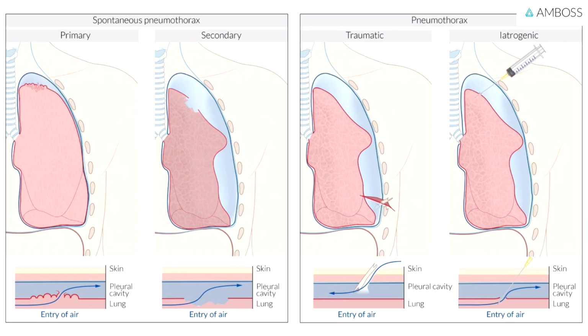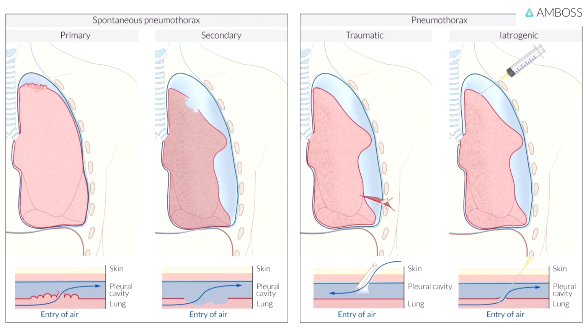Here's an image from our partnership with Amboss, which highlights several important features of pneumothorax. In this image, you can see that there is spontaneous pneumothorax and pneumothorax. So on the left side, spontaneous pneumothorax is divided into primary and secondary, and on the right side, pneumothorax is divided into traumatic and iatrogenic.